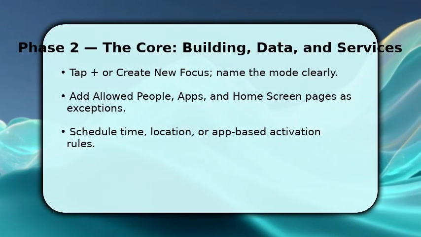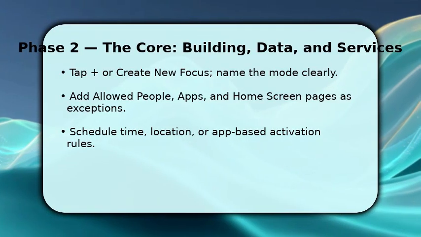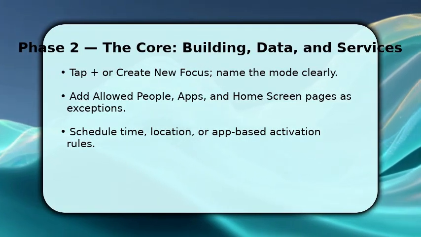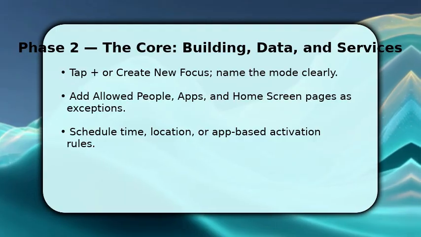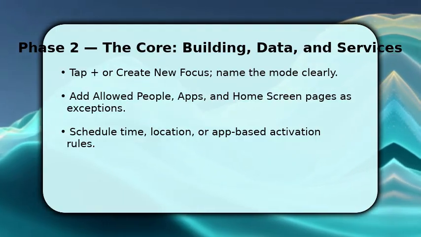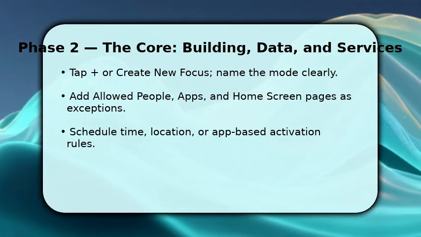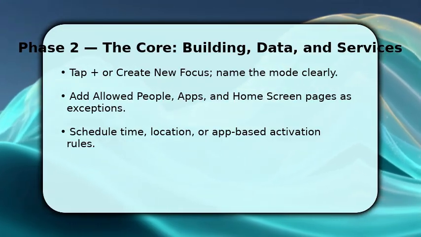You create the focus by tapping the plus sign or create new focus, and give it a clear name that matches the purpose. Then add allowed people and apps so essential contacts and tools still reach you. Make sure to include messaging apps only if truly necessary.